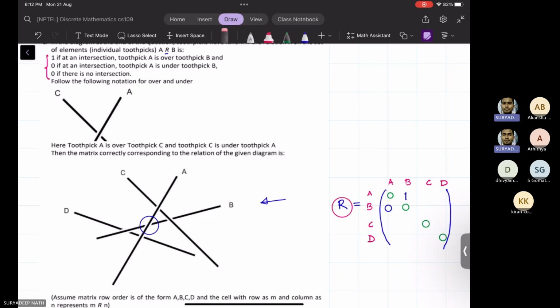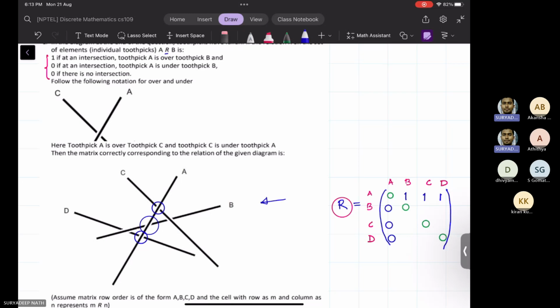Right. It is 1, because again, if you take a look at this junction, A is above C. Similarly, C and A would be 0. Again, A and D: at this junction, A is over D, which means that A and D is again 1 and D and A is again 0. Similarly, if you fill up this matrix, what will it look like?